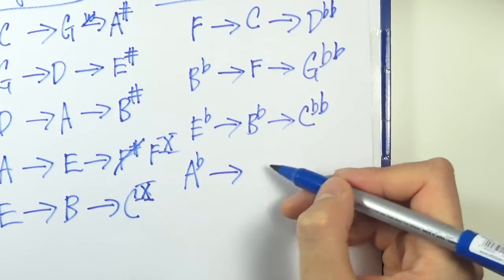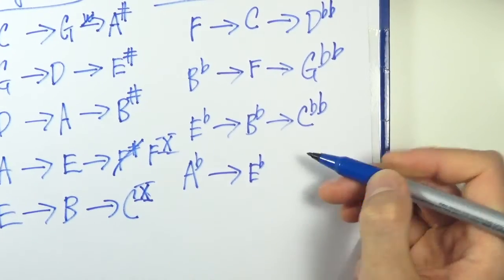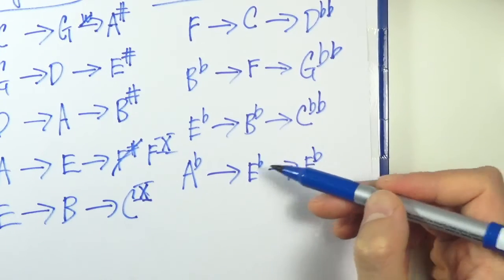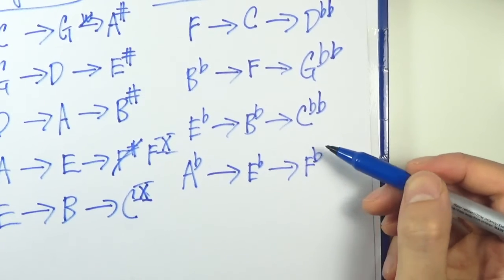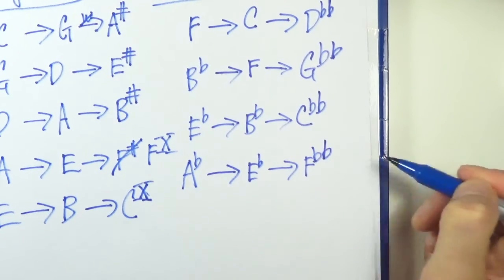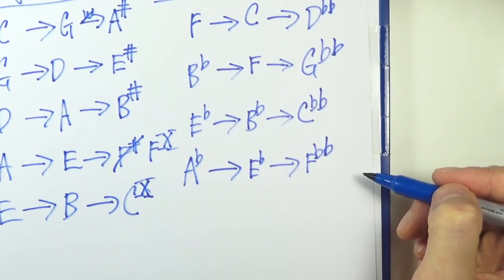A flat, A, B, C, D, E flat. E flat, F flat, they would be half step apart, which is great. So that's your minor sixth. Put down another flat here, that should be your diminished sixth, okay?